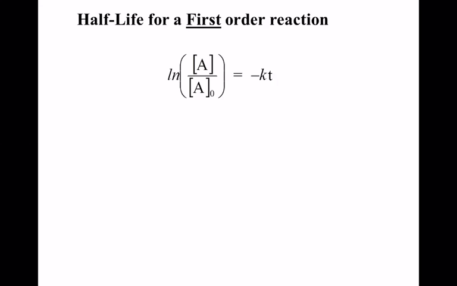If we're going to derive it, all we have to do is some substituting. We're going to take the A and make it 1/2 of A0. And instead of a regular T, we're going to make it T 1/2. Then we're going to simplify.